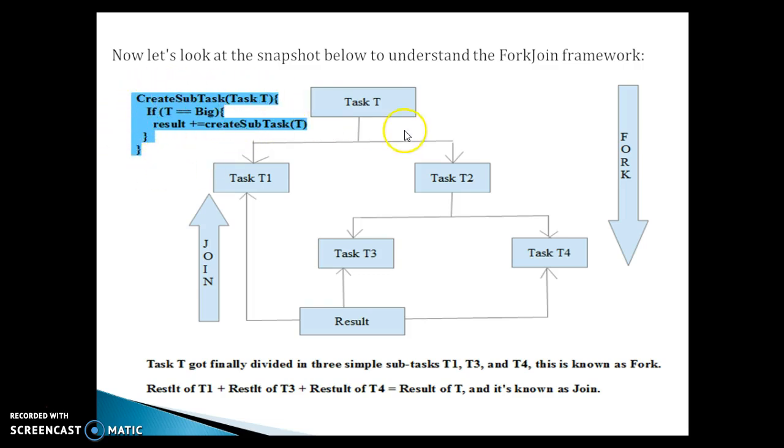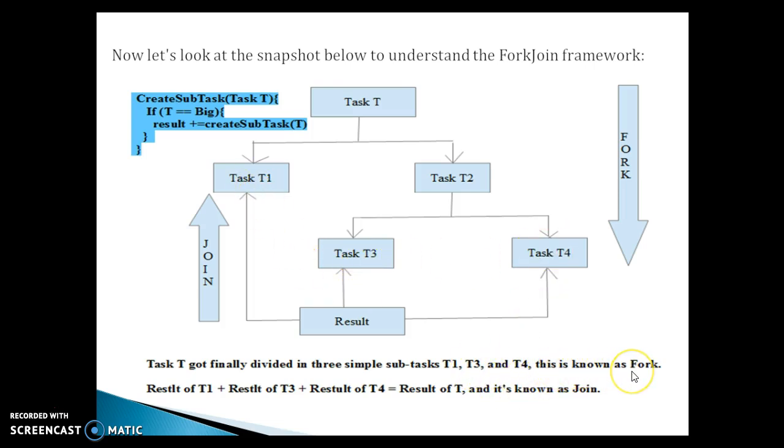Now in this picture you can see that we have a task T. In the beginning, task T is divided into task T1 and T2. Now again task T2 is divided into 2 subtasks, task T3 and T4. And finally, the sum of the results of task T1, T3 and T4 would be the result of task T. So here I have written in the description, task T got finally divided into 3 simple subtasks: T1, T3 and T4.